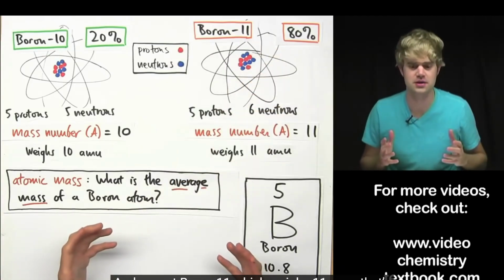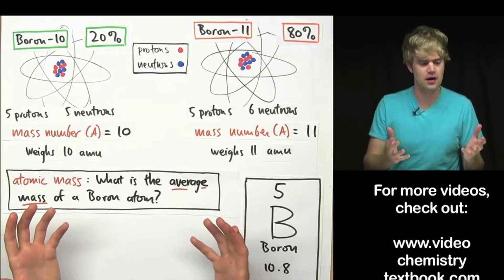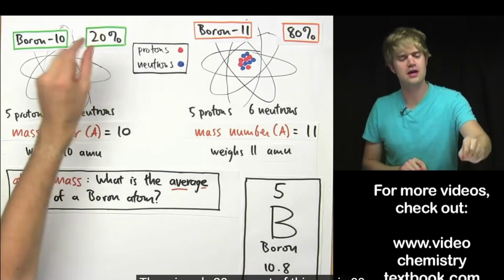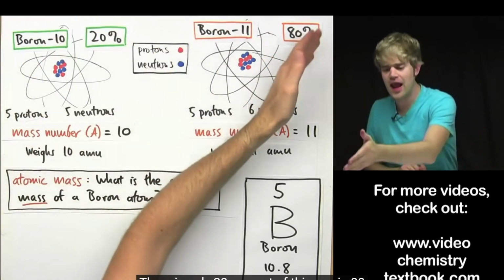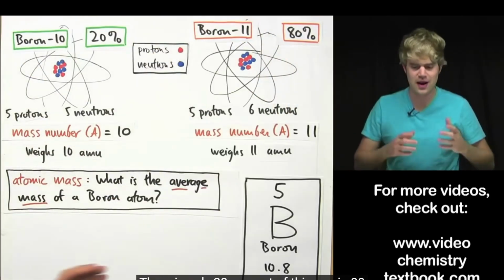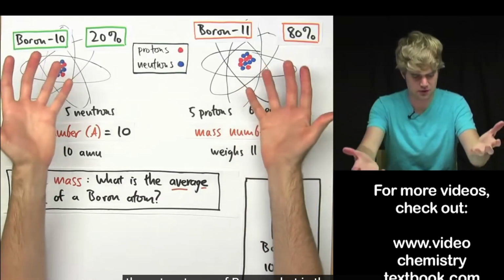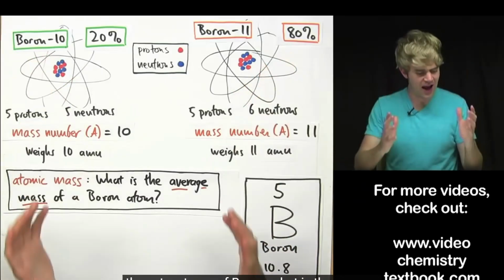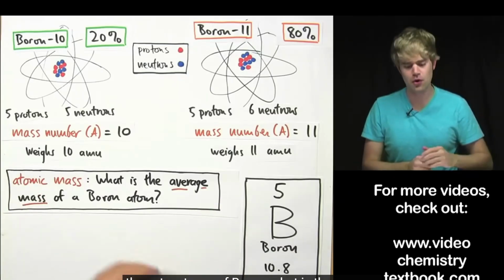That's what its mass is. But here's the thing. There's only 20% of this guy and 80% of this guy. So now we're asking, got these two types of boron, what is the average mass of a boron atom?